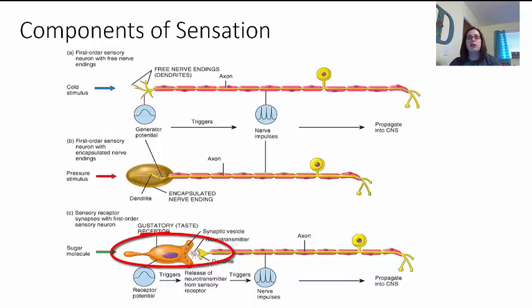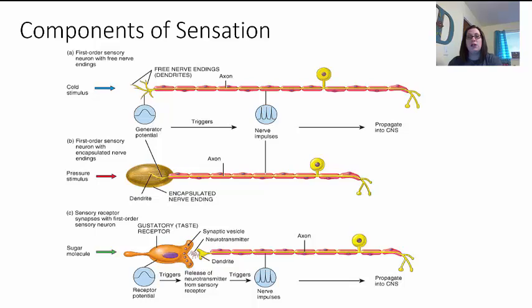Okay, so they're just showing you that each of these neurons is for one modality. So if we look at the first one for cold stimulus, you can tell it looks different than B and C. Okay, so it's not going to be able to detect pressure. It's not going to be able to detect chemicals. It only detects cold. Okay, so that's important to note.